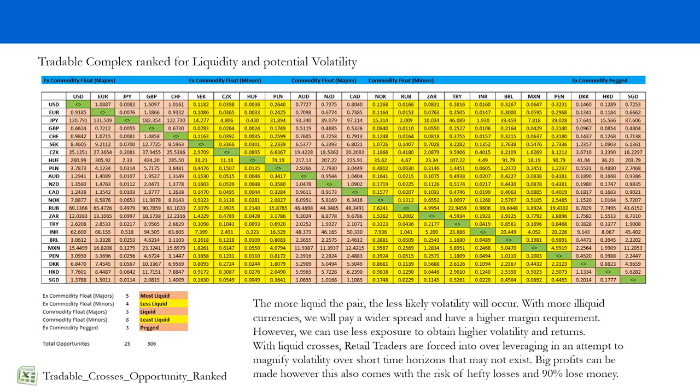With more illiquid currencies, we're going to pay a wider spread and have a higher margin requirement. However, we can use less exposure to obtain higher volatility and returns. With liquid crosses, retail traders are generally forced into over-leveraging in an attempt to magnify the volatility over short time horizons. And we're talking about volatility here that might not necessarily exist. And what you're going to find in trading currencies is that the big profits can be made in currencies that you wouldn't normally expect.